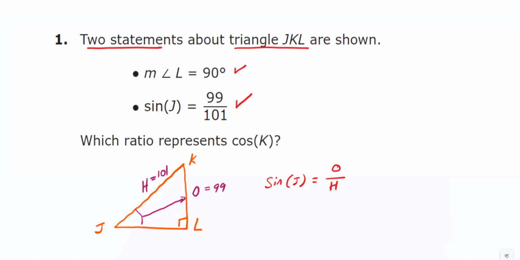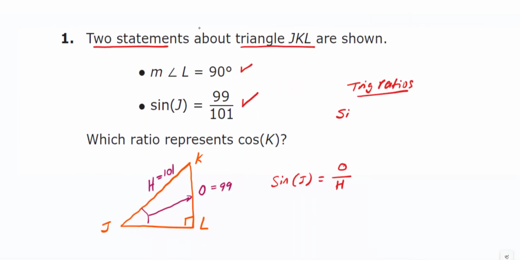Before we go any further, let's quickly refresh our trig ratios. Sine is opposite over hypotenuse. Cosine is adjacent over hypotenuse. Tangent is opposite over adjacent. Now, we're asked to find cosine of angle K.